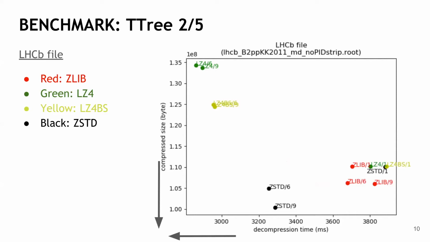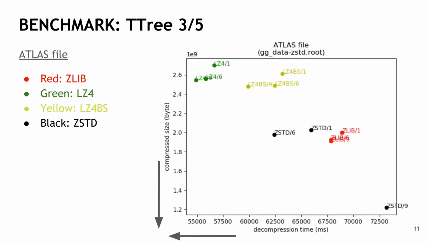I have done the same test for other files. This is the result for the IRIS-HEP file. LZ4BS was better than LZ4 in terms of compression ratio, but it's not the case with the compression time. Also, this is the result for the Atlas file. This file is known to have bad performance in LZ4. Unfortunately, in this case, LZ4BS compressed better than LZ4 only a little, and the compression speed was not very good.